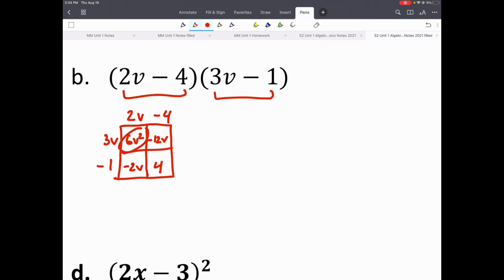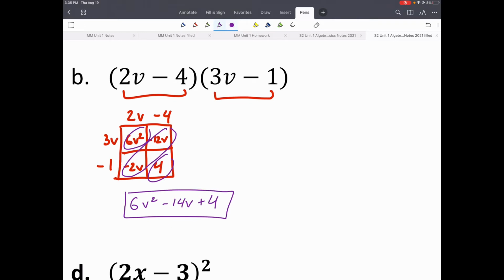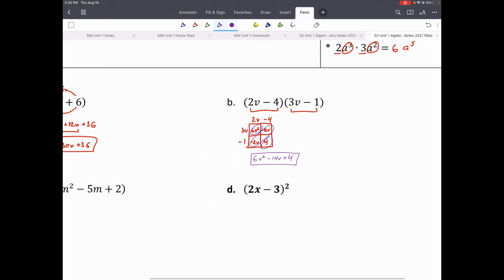So this is a like term. Maybe I'll use a different color. So we have our v squareds, and then here we have our v's. So negative 12 minus 2 gives us negative 14v, and then we have our constant. So that's just one way you can do it. It's a way to organize your work if you prefer to do it that way.